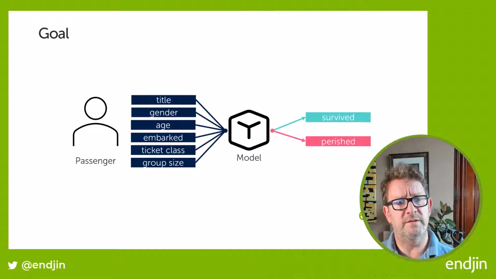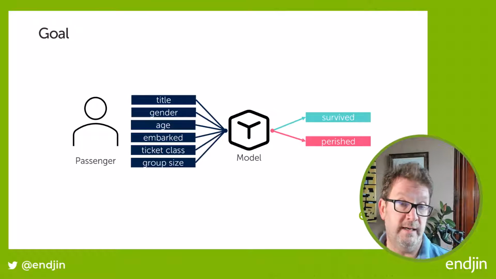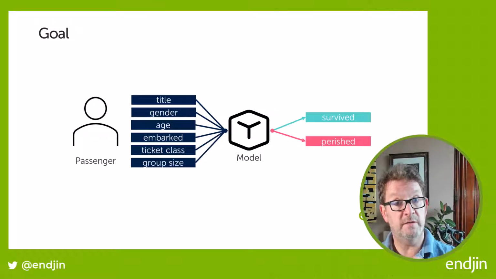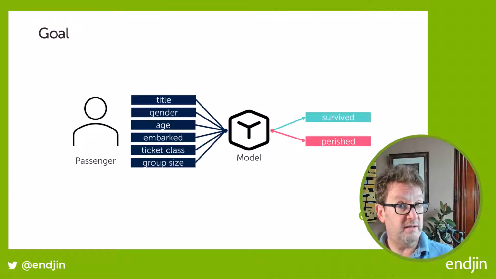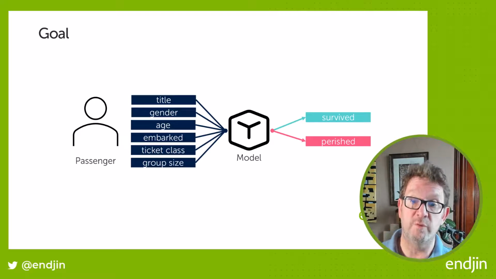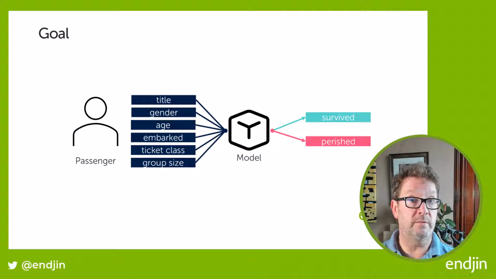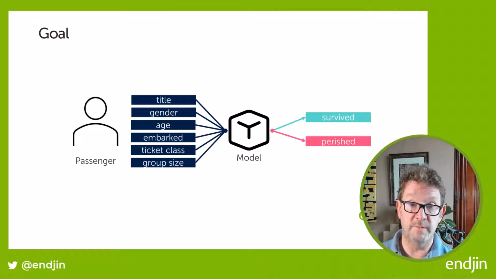The end goal of this demo is to train a machine learning model that's capable of predicting whether an individual would have survived or perished on the Titanic. So we're going to pass personal details about an individual into the model, such as their age, their gender, the class of ticket they purchased, the size of the group that they traveled with. And in return, the model will provide a binary result indicating simply whether that individual would have survived or perished. So it's a binary classification problem.